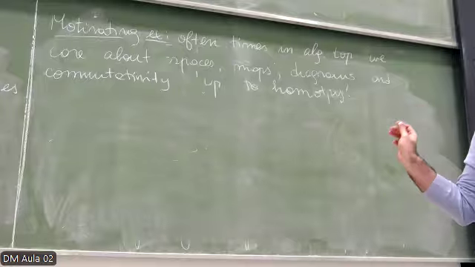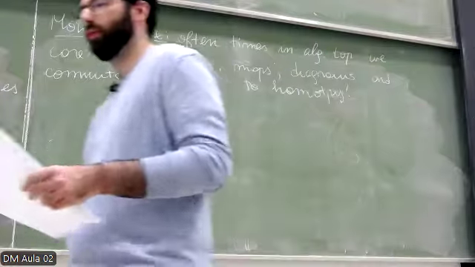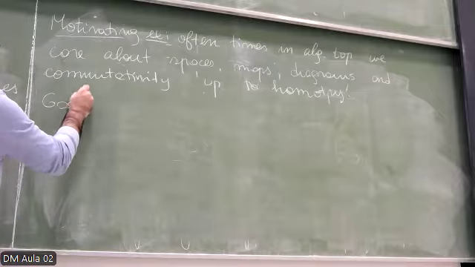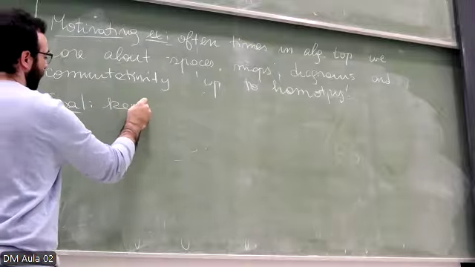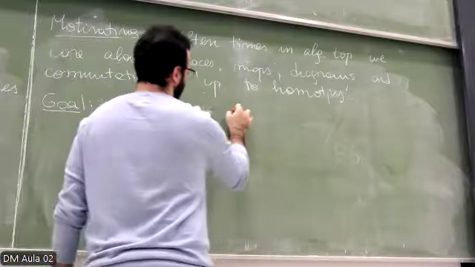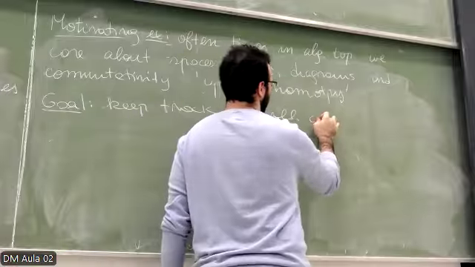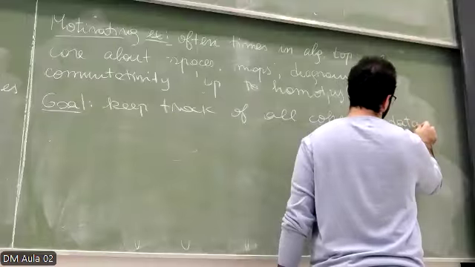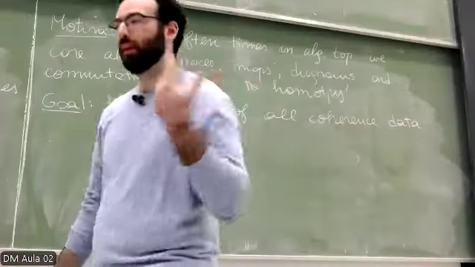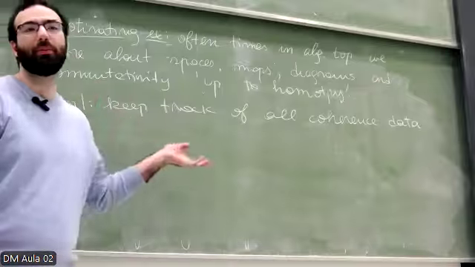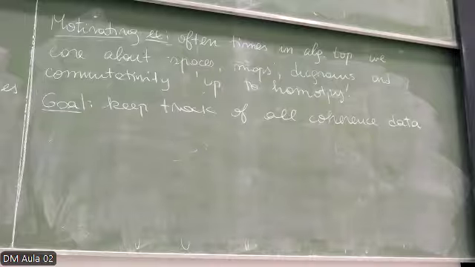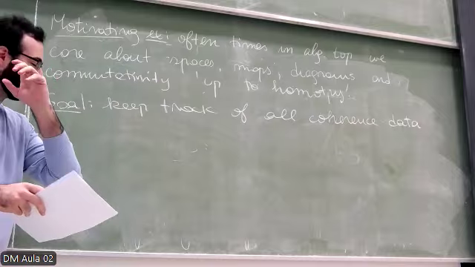I will give a concrete example of this phenomenon in a second, but the idea is to keep track of all coherence data. It's okay if this sentence has no meaning as of yet, because the idea for today will be to make this meaningful. So I'll give some examples of what I mean by coherence data and what sort of object allows us to keep track of such things.